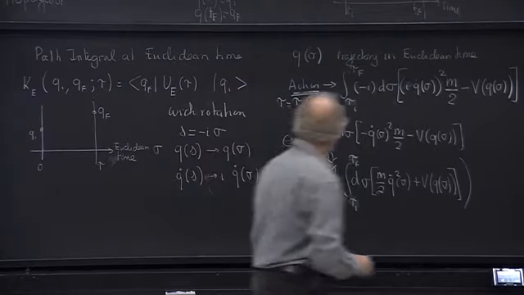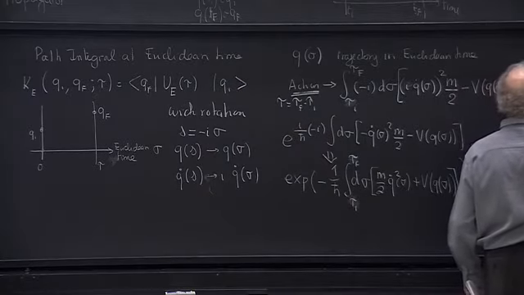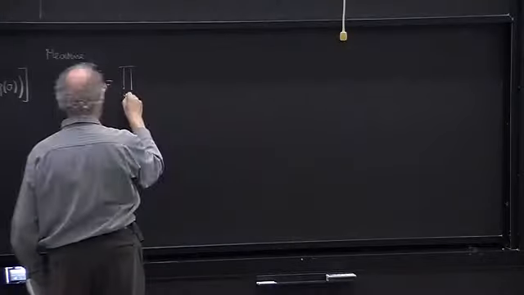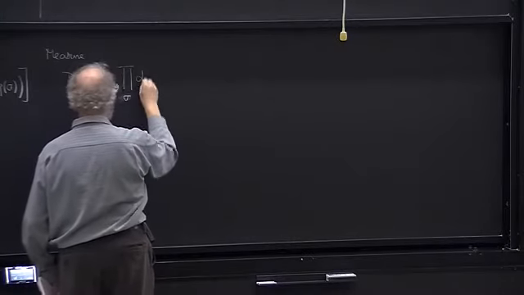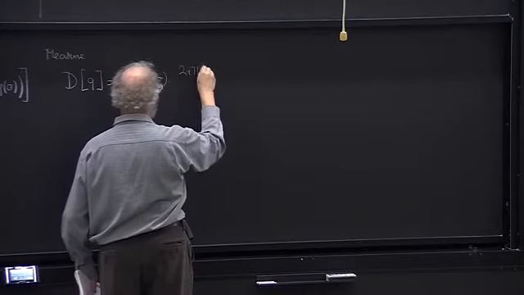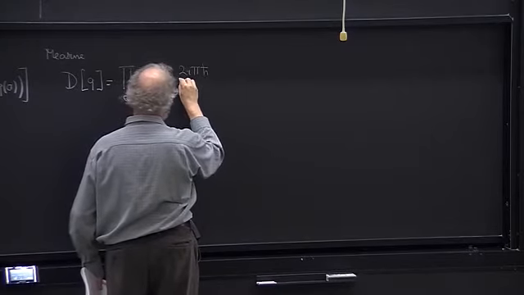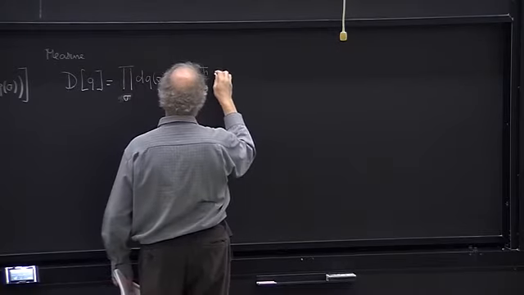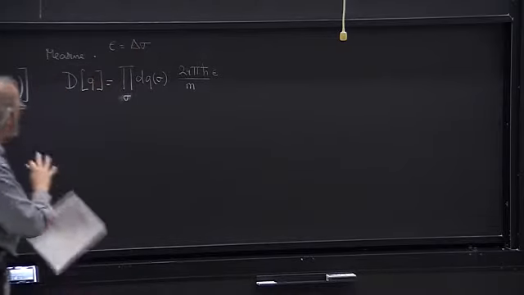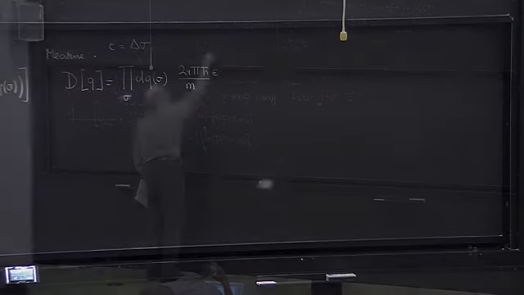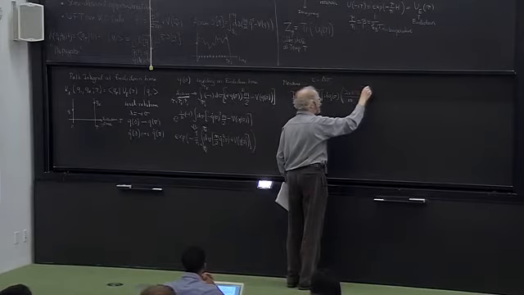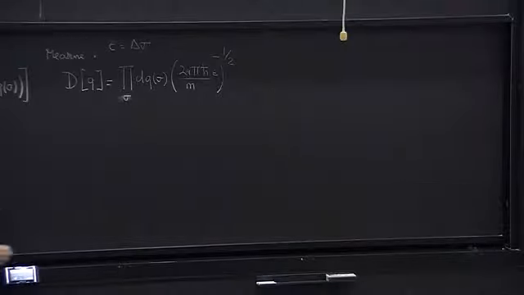How does the measure behave? The measure is this d of q, which was formally a product of a time, sigma, of dq of sigma, and there was a 2 i pi h bar over m times an epsilon, where epsilon was a delta sigma when you were discretizing the equation, to the power minus 1/2 for each sigma. Okay, formally.